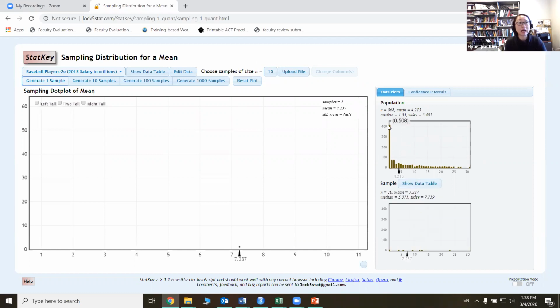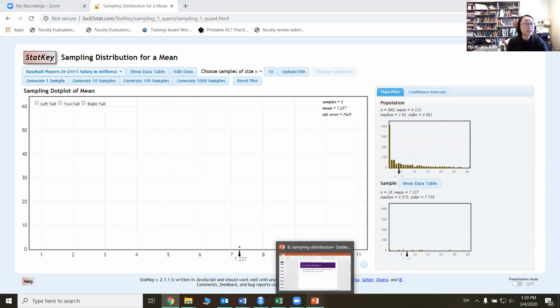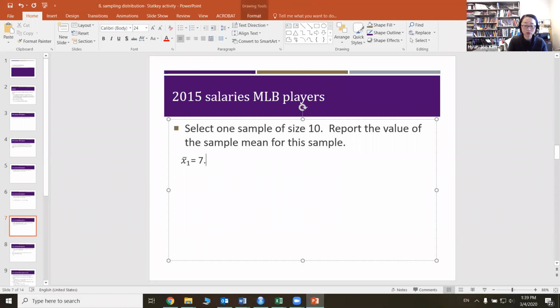What it does is, out of these 868 data points, it will randomly choose 10 values. So there is 1, 2, 3, 4, 5, 6, 7, 8, and then there are some overlaps there probably. So there are 10 points there. Out of that random sample of 10, the mean is 7.237. And then your standard deviation is this value. Once you have this sample, they also calculate the mean, 7.237, and put a point over there for x bar. So my first mean was 7.237, so I will be writing 7.237.